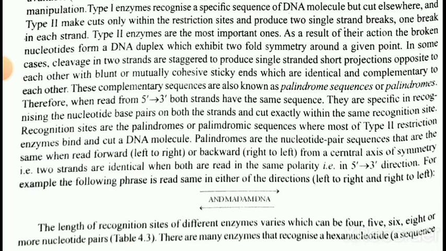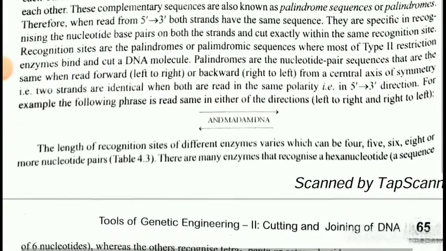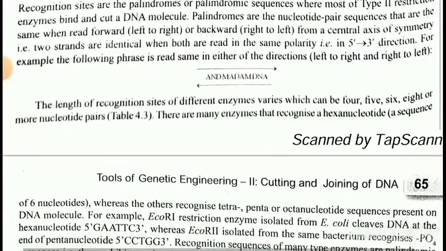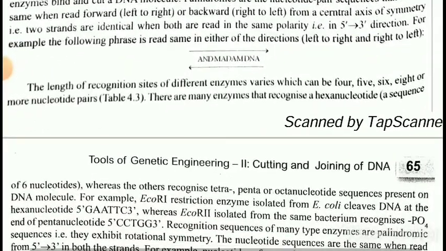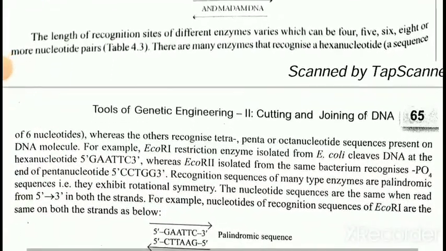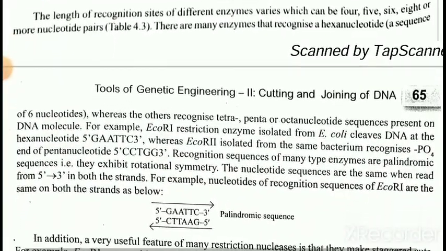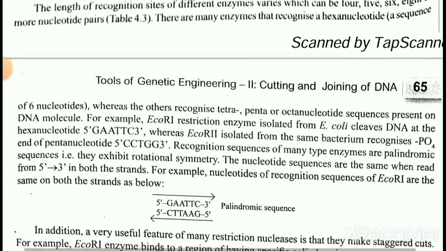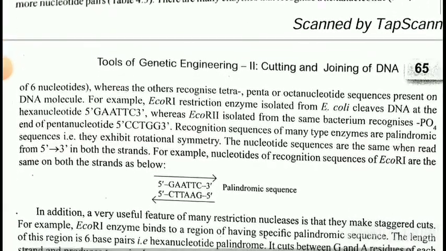For example, two strands are identical when both are read in the same polarity, i.e. in the 5' to 3' direction. For example, the following phrase is read the same in either direction, left to right and right to left. The length of recognition sites of different enzymes varies, which can be 4, 5, 6, 8 or more nucleotide pairs. Table 4.3. There are many enzymes that recognize a hexanucleotide, a sequence of 6 nucleotides, whereas the others recognize tetra, penta or octanucleotide sequences present on the DNA molecule.